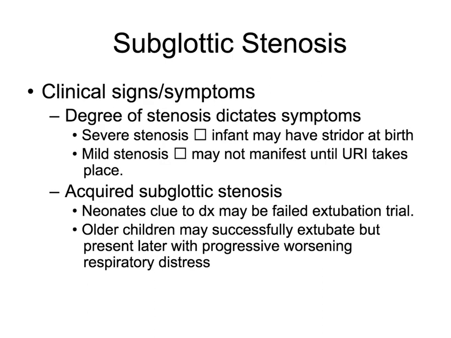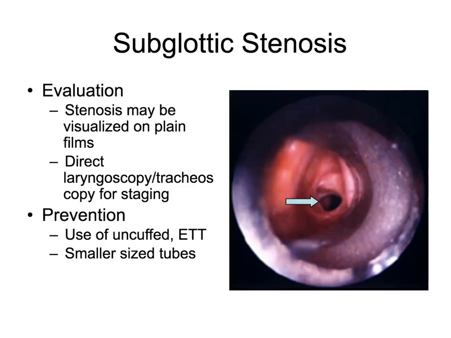Clinical signs and symptoms vary based on the degree of stenosis. In severe stenosis, the infant may have stridor at birth. In mild stenosis, the stridor or airway noise may not manifest until a URI takes place. In acquired subglottic stenosis in neonates, a clue to the diagnosis could be a failed extubation trial. In older children, you may be able to successfully extubate them, but they might present later with respiratory distress.